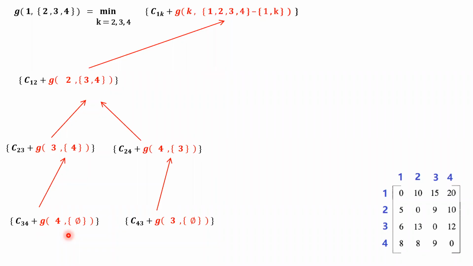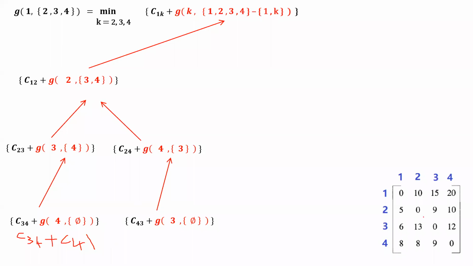So I'll start at the bottom. G of 4, null. That is, there are no remaining cities to be visited. When there are no remaining cities to be visited, what will I do? I'll return to the starting city. So I'll have to go back to city number 1. So whenever I am writing 4, null, that means it is the distance from 4 to 1. That is, this is C34 plus this will be C41. Traveling from the last city to the starting city.